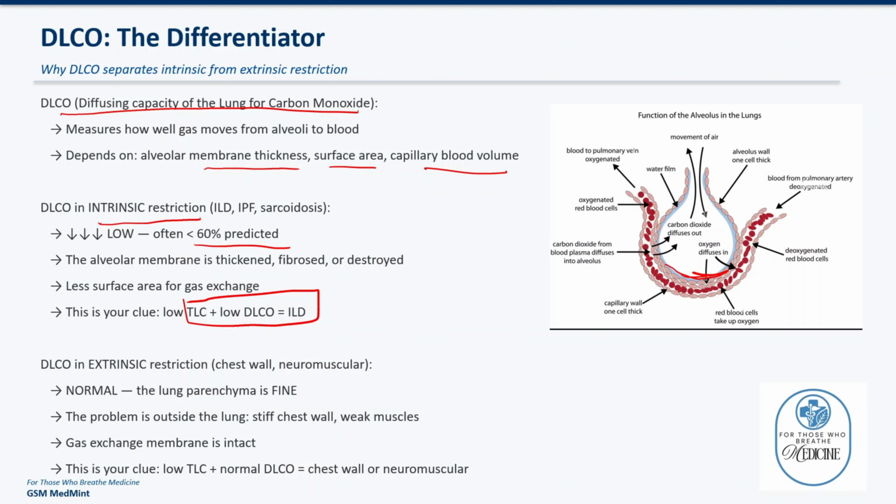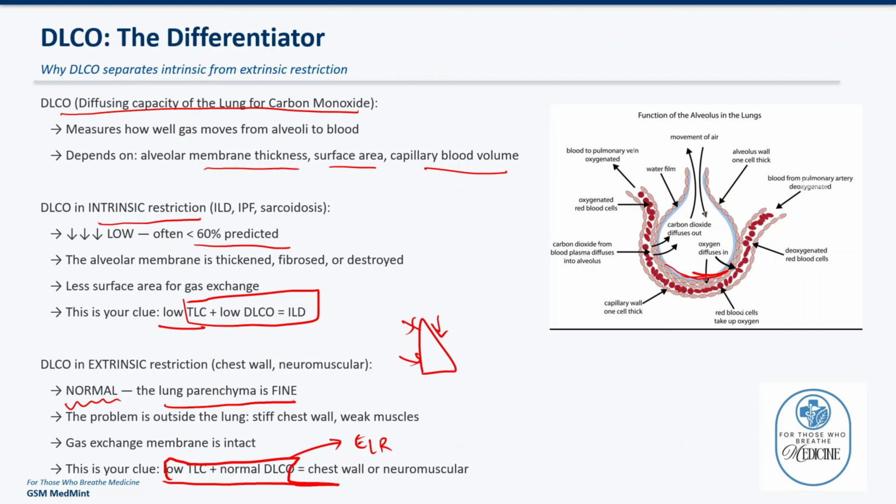But in extrinsic restriction, such as chest wall, neuromuscular disease and obesity, the DLCO is often normal because the lung parenchyma is completely fine. The problem is outside the lung. The gas exchange membrane is intact here. This is your clinical clue: low TLC plus normal DLCO indicates an extrinsic type of restrictive lung disease. You should treat the underlying cause: physical therapy, weight loss, neurology referral.